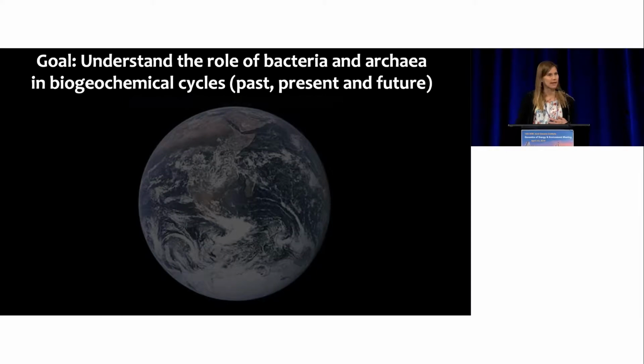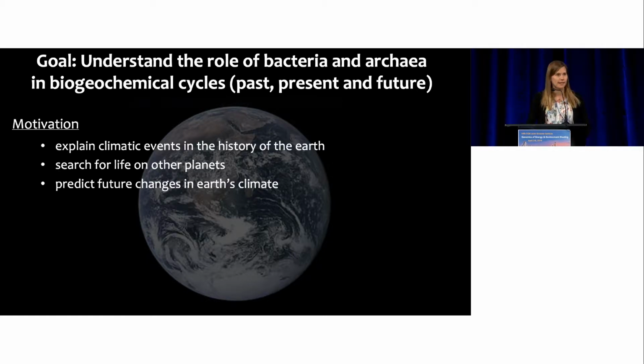So I'm in an earth science department at Stanford, and all of my degrees are in earth science. My orientation towards understanding microbial ecology is very much rooted in how they are affecting global processes and biogeochemical cycles throughout time. There are a couple of reasons I'm interested in this. To name a few, I want to explain climatic events in the history of the earth. I want to help the search for life on other planets. And I want to be able to predict changes in climate on Earth.